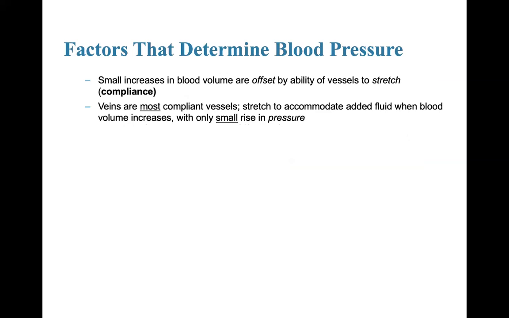Small increases in blood volume are offset by the ability of the vessels to actually stretch, and this allows for a certain level of compliance. Veins are the most compliant vessels. They stretch to accommodate the added fluids when blood volume increases, with only a small rise in the actual pressure.